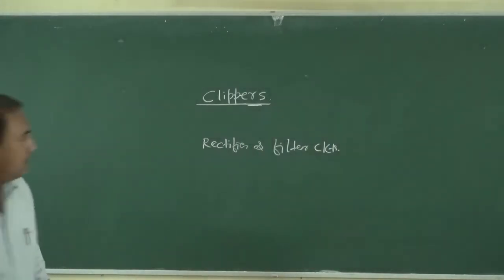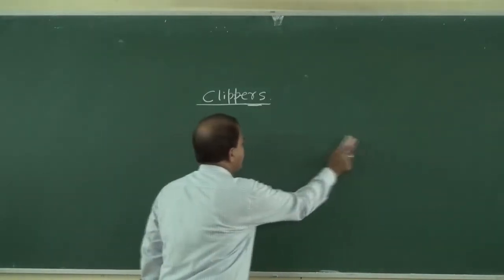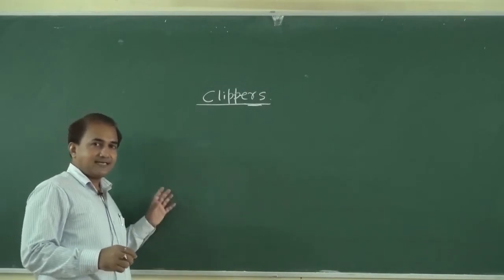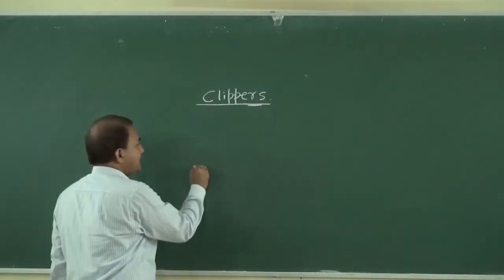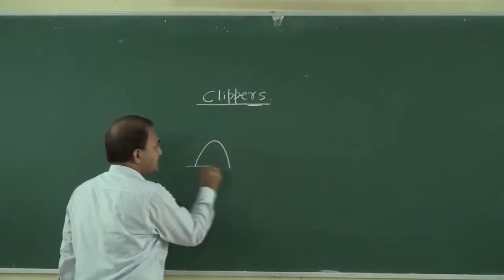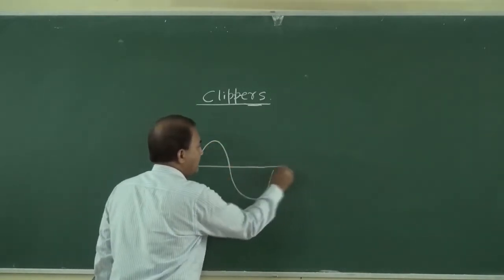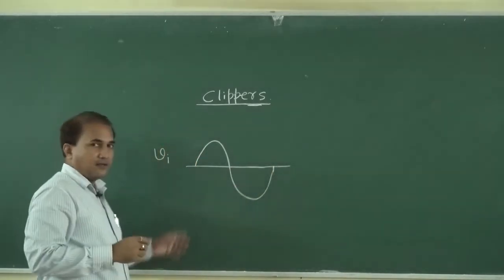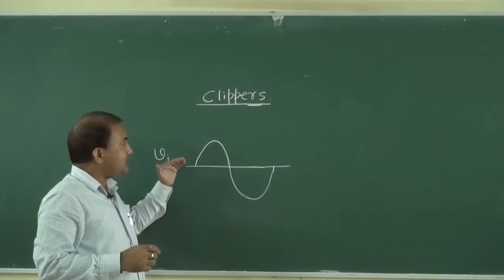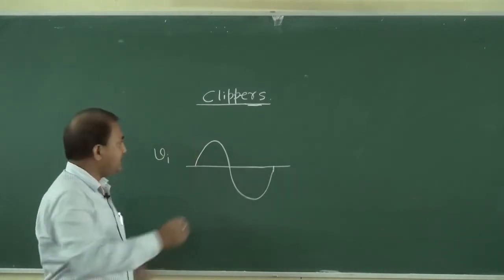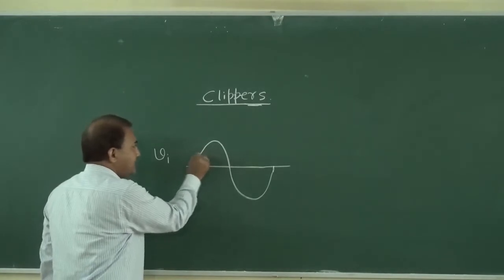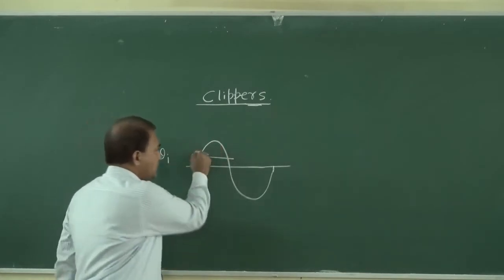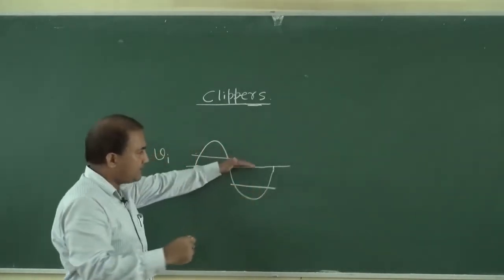So clippers, first of all we have to define what clipper circuits are. Clipper circuits are those circuits which will clip. Suppose this is the input waveform, this is say Vi. Now what is the use of a clipper circuit? A clipper circuit will clip some portion of the input, either this portion or the complete portion.